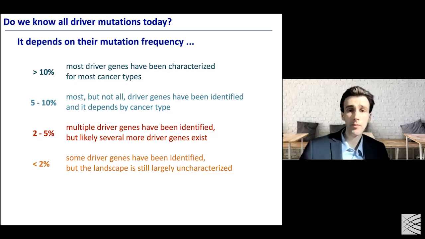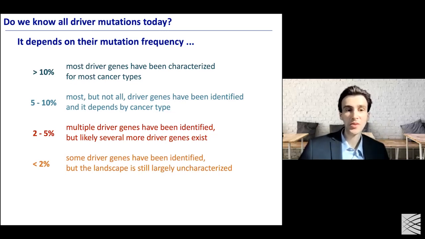We're definitely done with those genes that are more than 10%. We won't find another KRAS gene for sure, at least I would be surprised, unless it's a cancer type that we haven't studied at all. There can always be surprises. The 5 to 10% range is probably most, but not all driver genes, so there might be some surprises there.